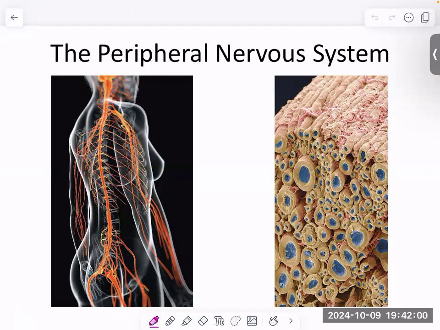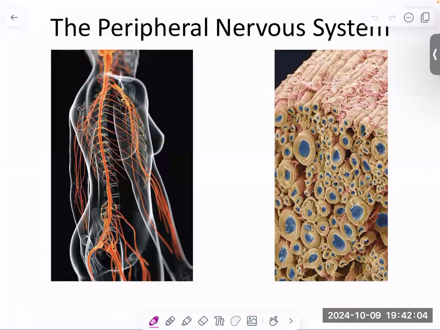We're going to focus today's lecture specifically on the peripheral nervous system. We're going to start with sensory and then move over to the autonomic nervous system.